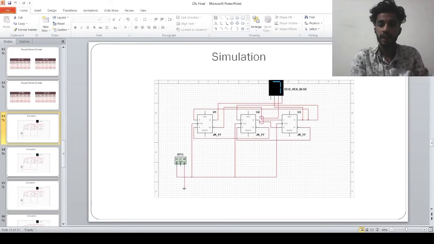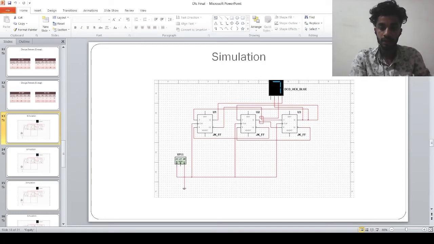This is our circuit simulation. In our circuit simulation, first of all, we get a function generator and 3 JK flip-flops. All clock pulses are connected with the positive signal and negative signal connected with the ground. Here J0 comes from K2 and K0 comes from Q1 bar.